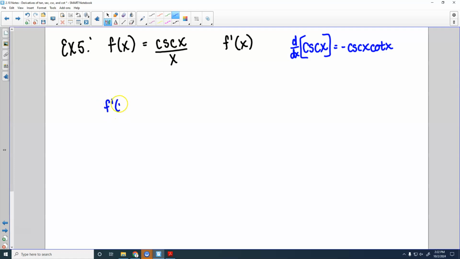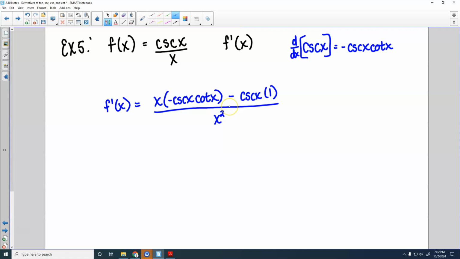So f prime of x would be low times the derivative of the high, which is where we use this negative cosecant x cotangent x, minus high, cosecant x, times the derivative of the low, which is just 1. And then we go over x squared. And so this would give us negative x cosecant x cotangent x minus cosecant x, all over x squared.